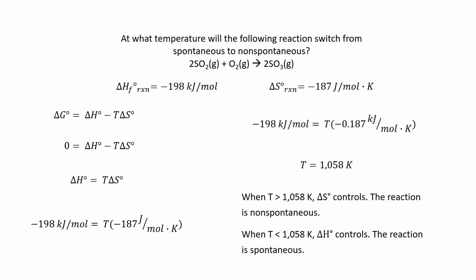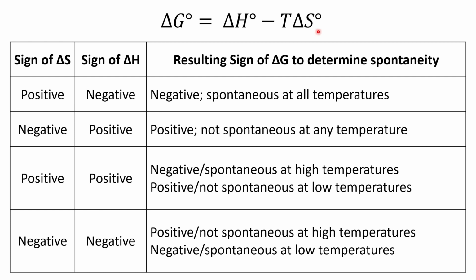This calculation shows how temperature can influence if a reaction is spontaneous or not, but let's draw some more general conclusions about how the sign of enthalpy and entropy will affect if a reaction or a process is spontaneous. Using this equation, we're going to consider if enthalpy will dominate the delta G or if entropy will dominate the delta G. So we have 4 different scenarios.